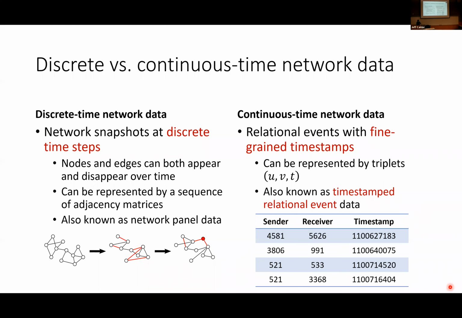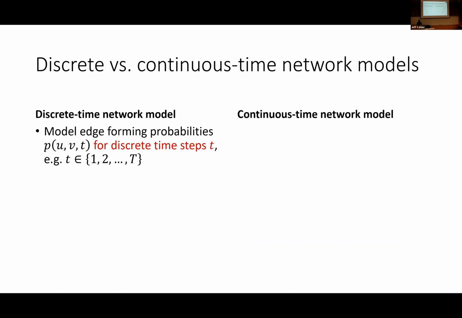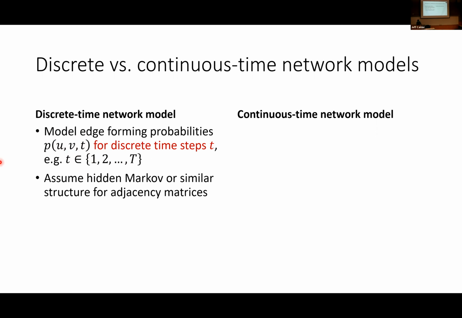So this is the difference between the discrete time and the continuous time data. Now, when I talk about the models, in a discrete time network model, you want to build a model for these edge probabilities, UVT, for discrete T. So you can have this set, let's say, for T being 1, 2, up to some time duration, capital T here. Maybe these are different days or different weeks or whatever. And in between those times, you have nothing.